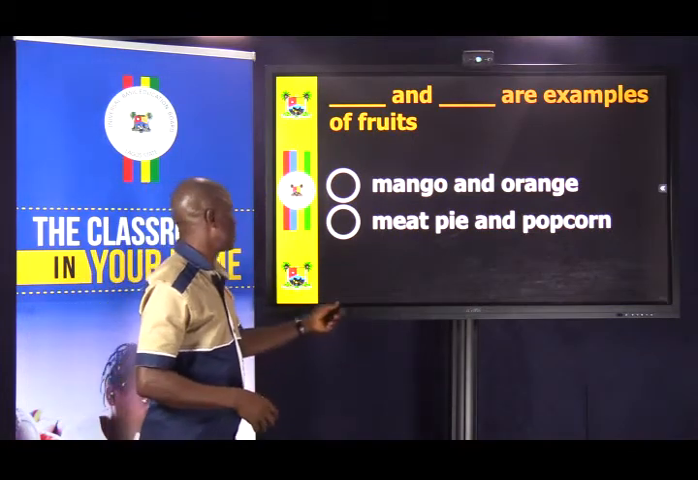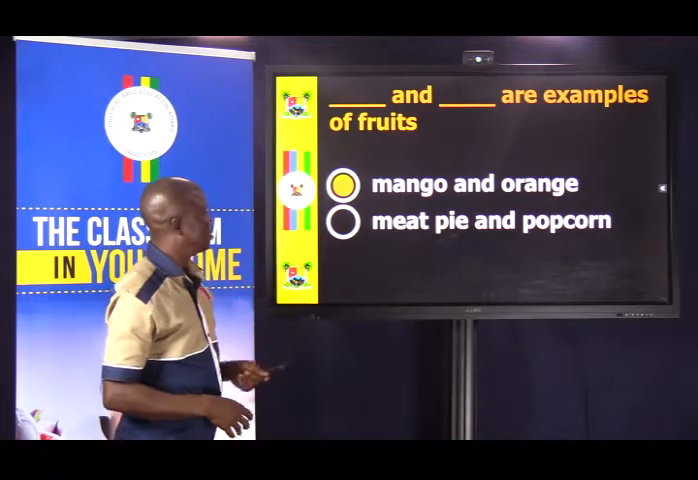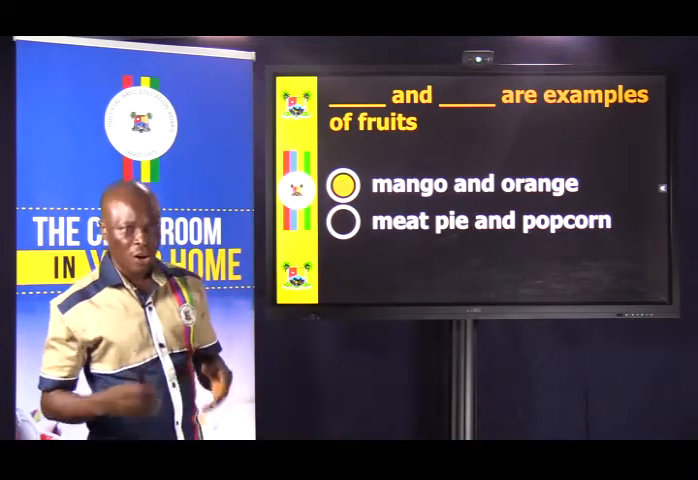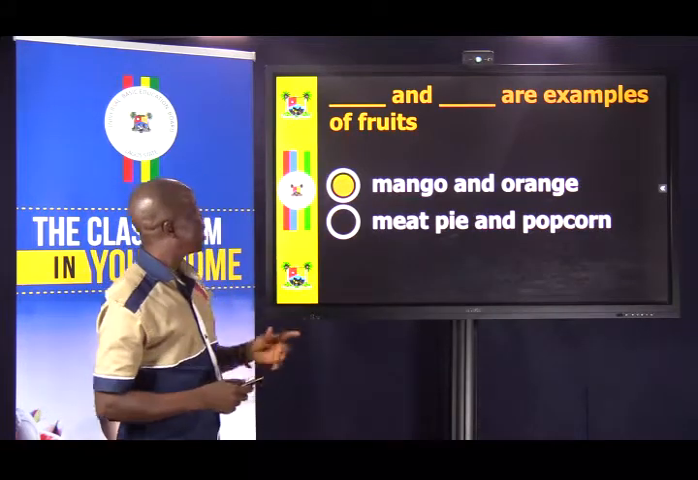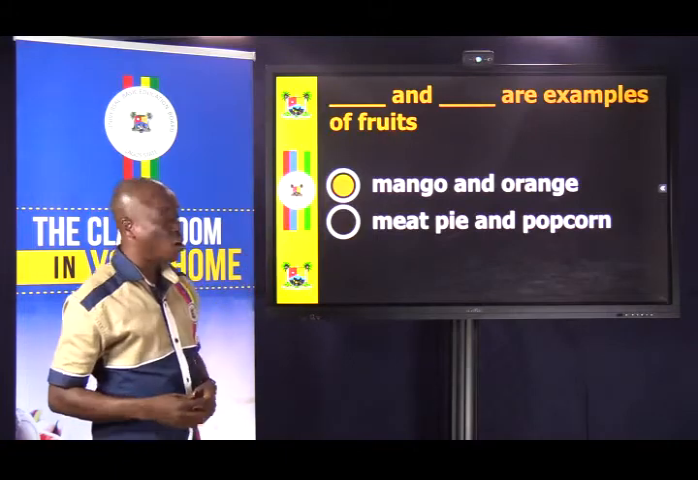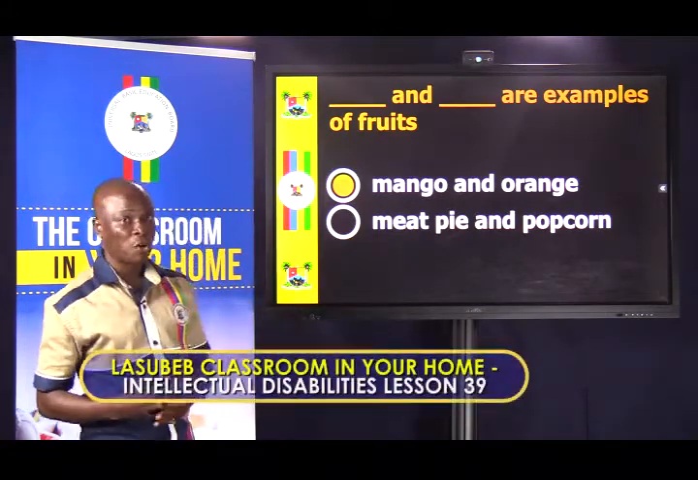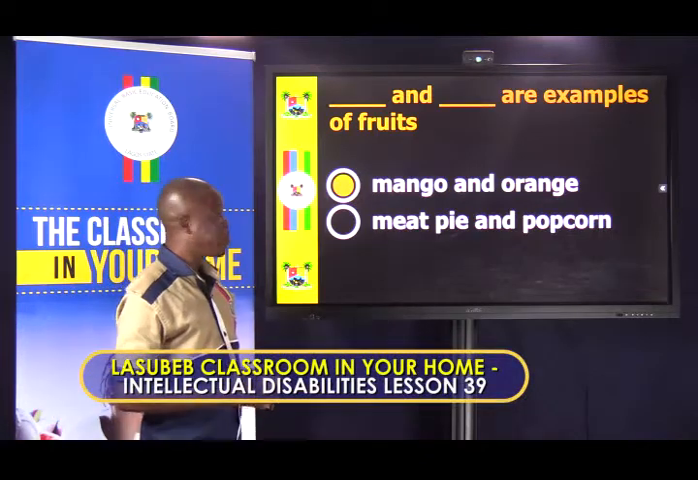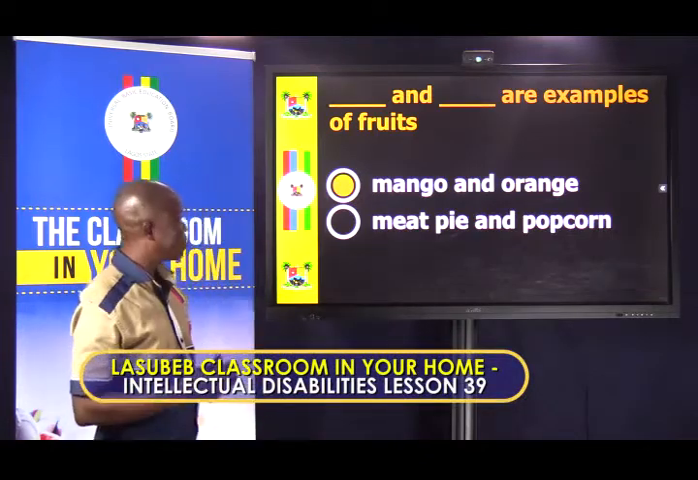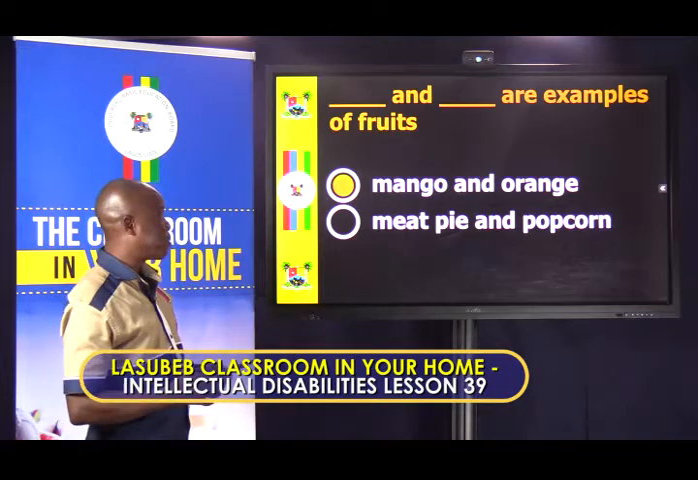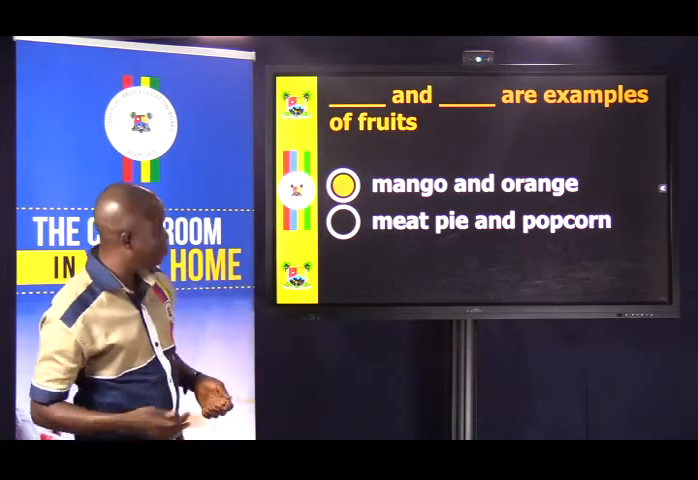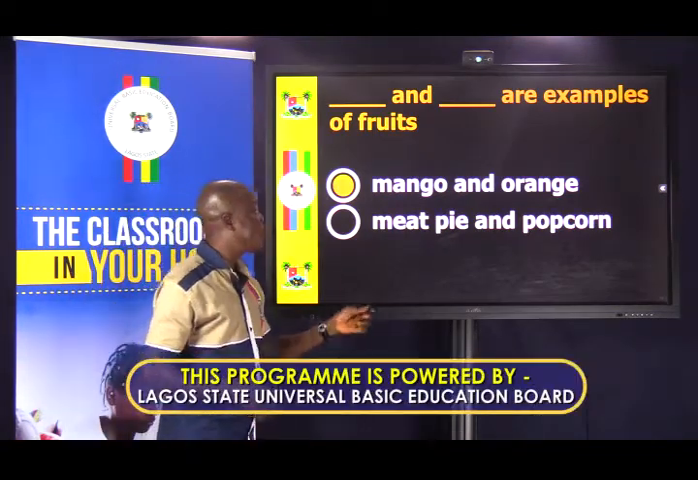Okay, let's see the correct answer. Mango and orange are examples of fruits. Meat pie is not a fruit. Did you get that? And popcorn is not a fruit. So the correct answer is mango and orange.